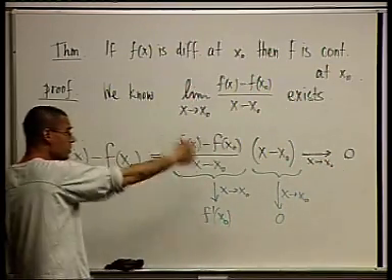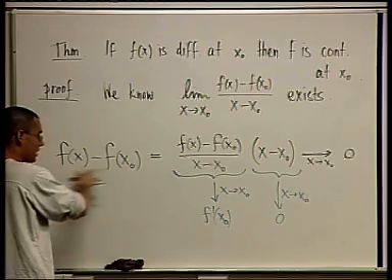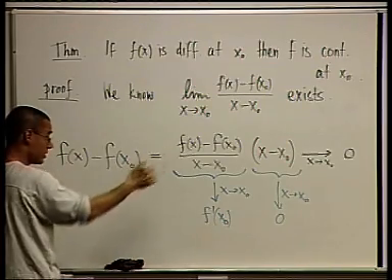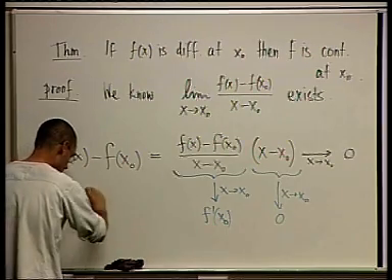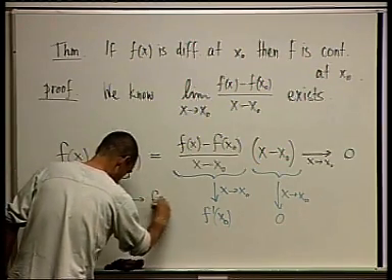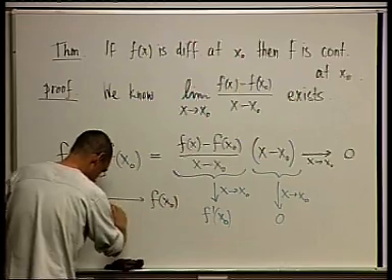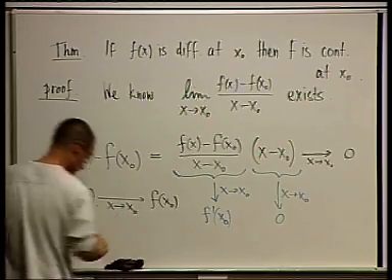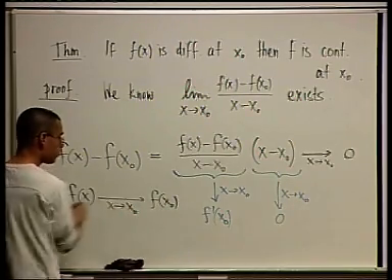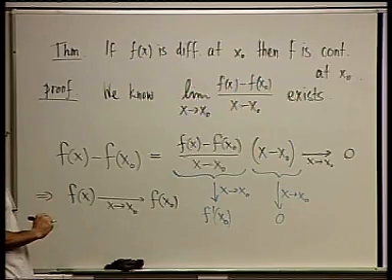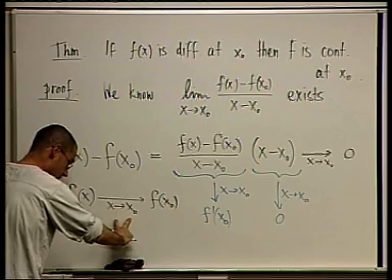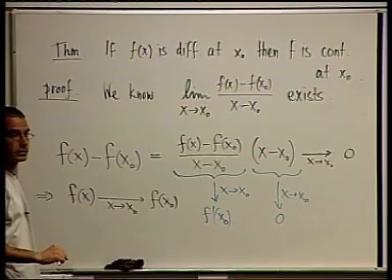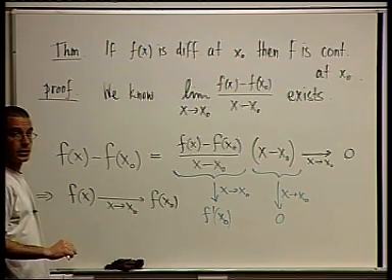So as x goes to x0, f of x minus f of x0 goes to 0, and therefore f of x goes to f of x0 as x goes to x0. And this is precisely the definition of continuity. The limit of f of x as x goes to x0 is f of x0. Questions?